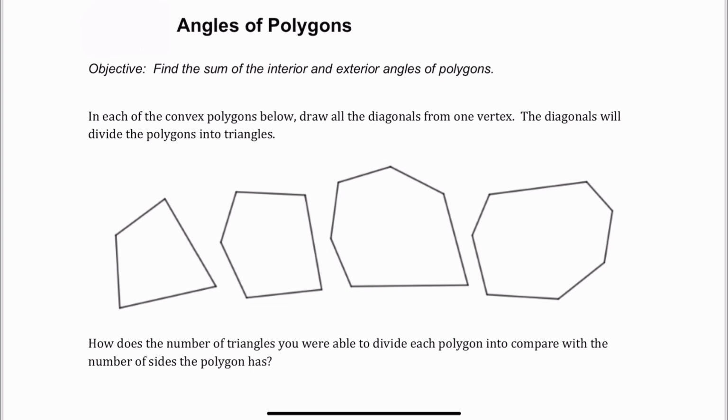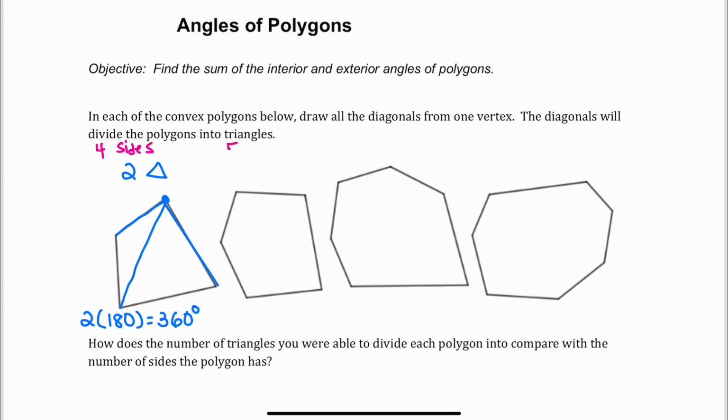So you can pick any vertex. I'm going to pick this one here. And if I go to all the other vertices from any point on this quadrilateral, I get two triangles. And every triangle has 180 degrees. So if I take 2 times 180, that's going to be 360 degrees for all quadrilaterals.